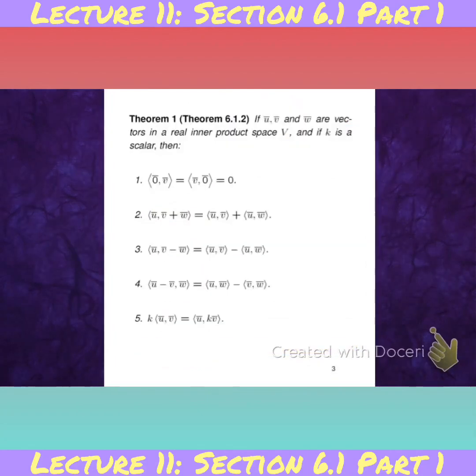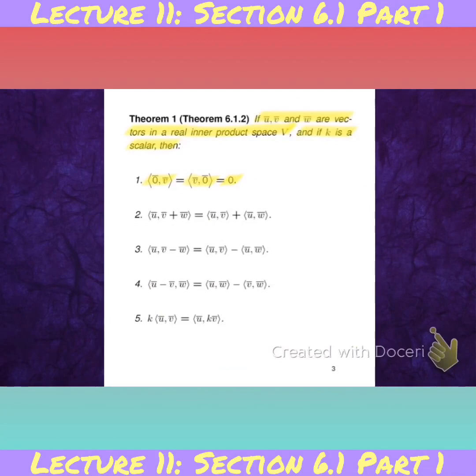Okay, that brings us to theorem 1, which gives us some additional properties of an inner product. So given three vectors u, v, and w in a real inner product space V, and given that k is a scalar, then number 1, we've got that the zero vector, if you take the inner product of the zero vector with any vector v, that's the same as taking the inner product of v with the zero vector, and that is always going to be 0.